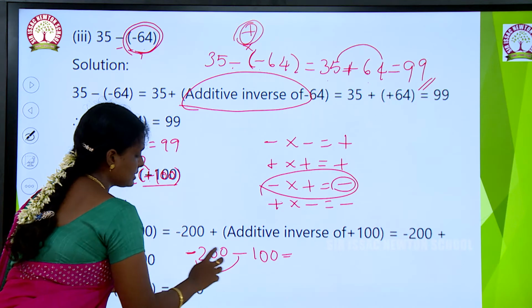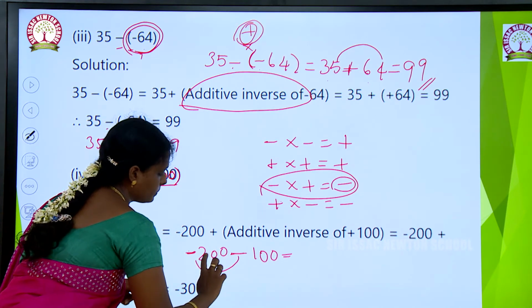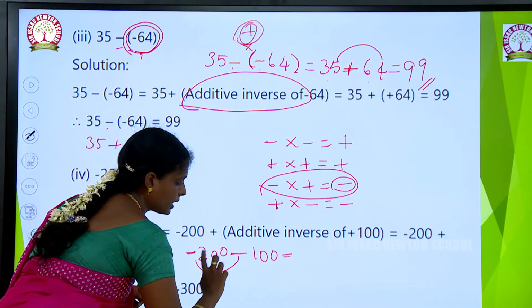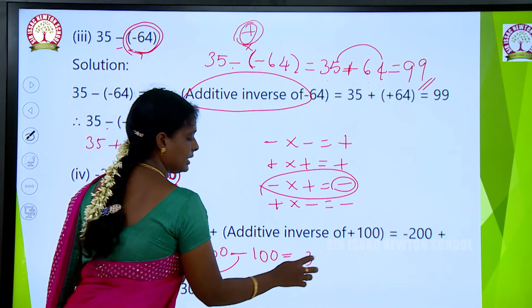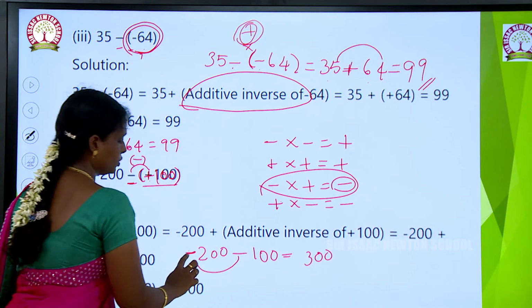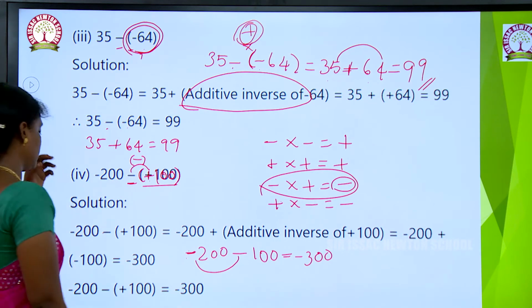So minus 200 minus 100. If the signs are equal, you have to add both the numbers. So 200 plus 100 will become 300. Both the signs are equal, so you have to put minus. Okay, I hope you understood.